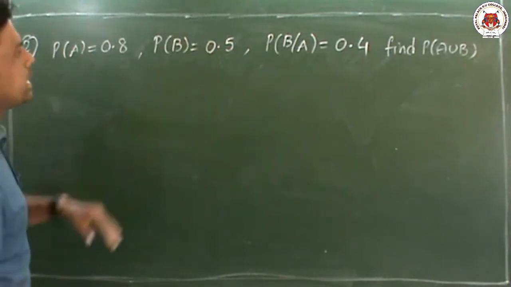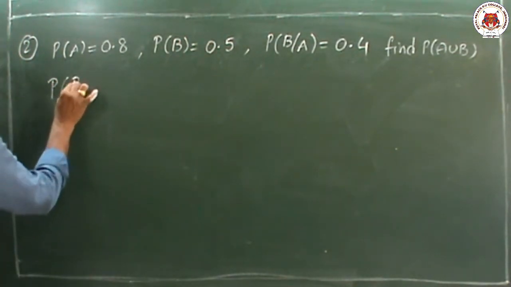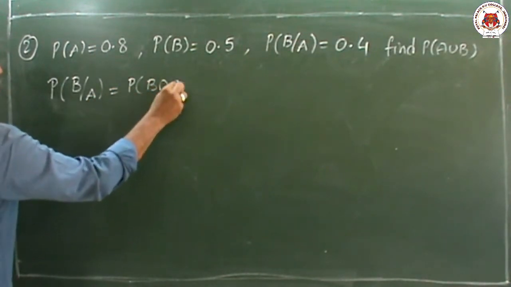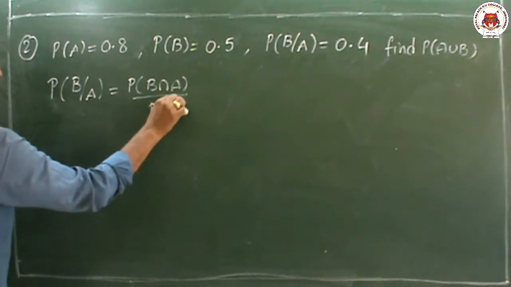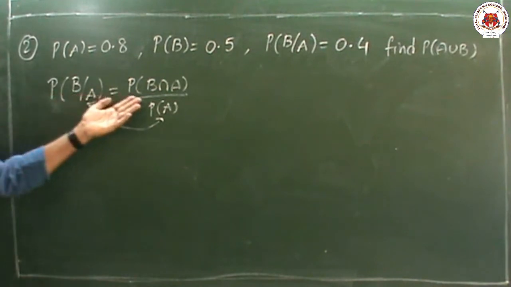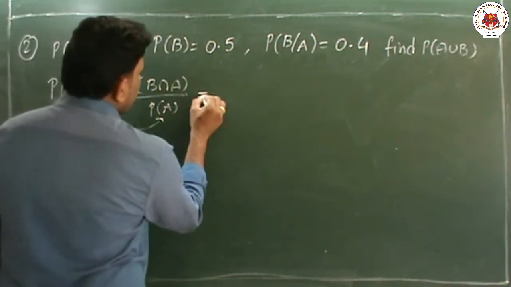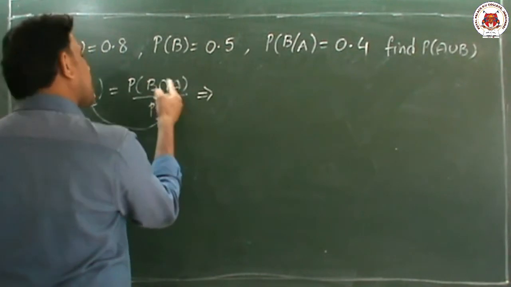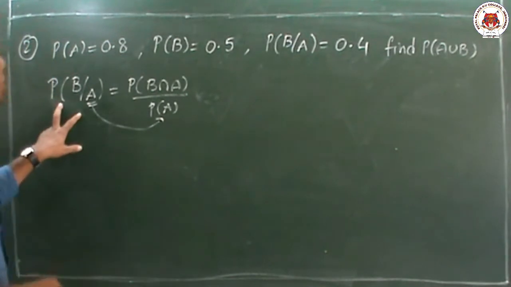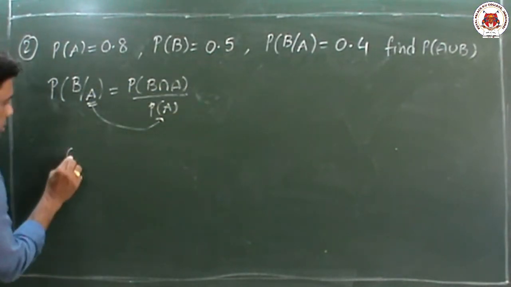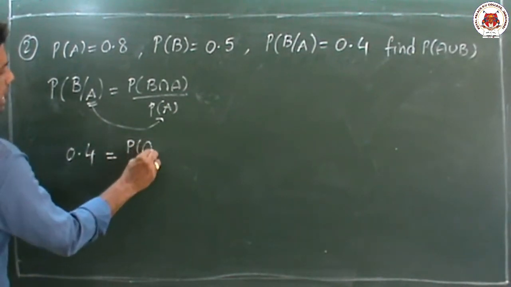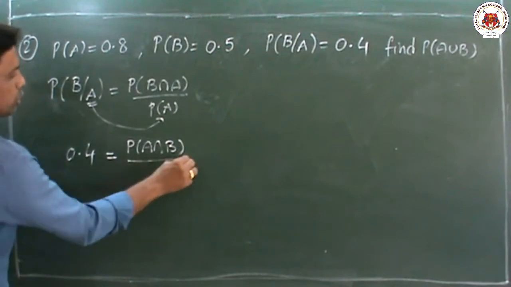First of all, we will take whatever is given, that is P of B by A. So what is the formula? P of B intersection A divided by P of A. Whatever is in the denominator, that one only we have to write. This is called the conditional probability formula. So P of B intersection A, A intersection B, both are the same. But the answer of P of B by A is given. What is the answer? The answer is 0.4. This value is given.